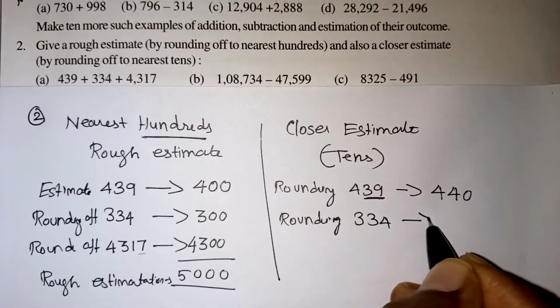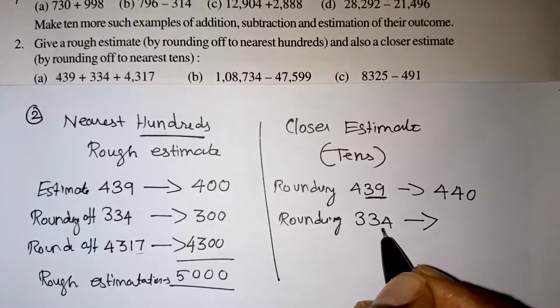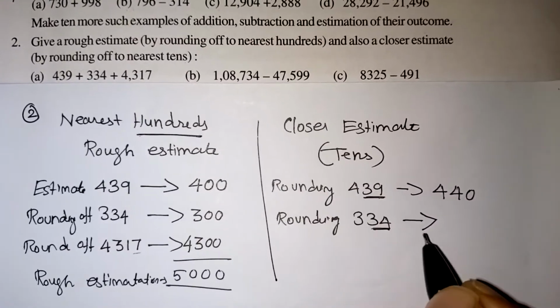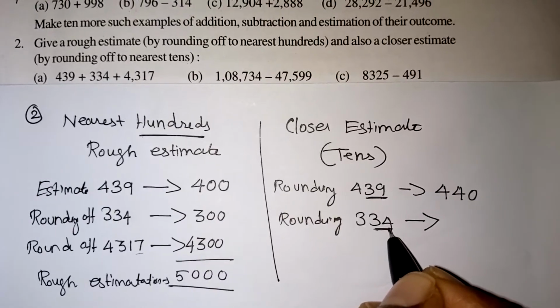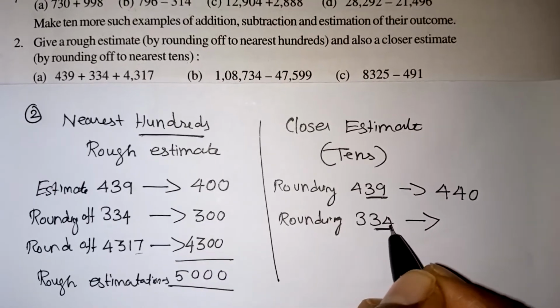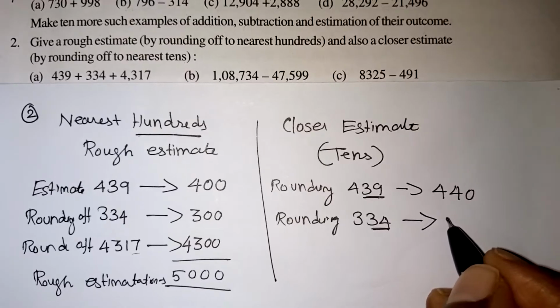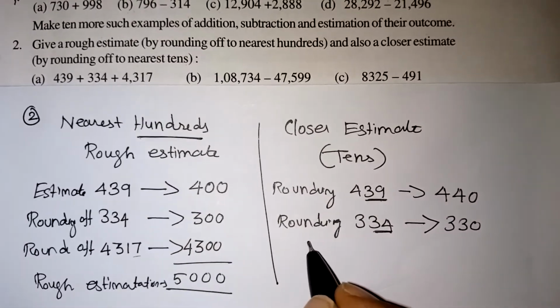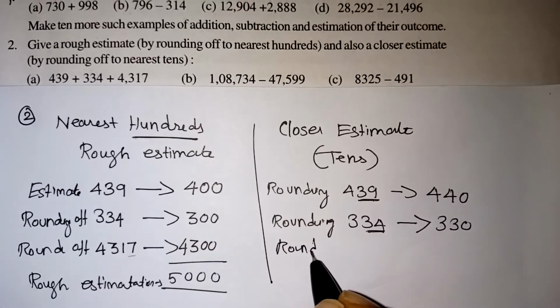The rounding off value of 334 will be 300 the same, and 34 will go to 30 or 40, we have to think. Definitely it will go to 30 only, because this is less than 35. So we have to write 330. Next number.